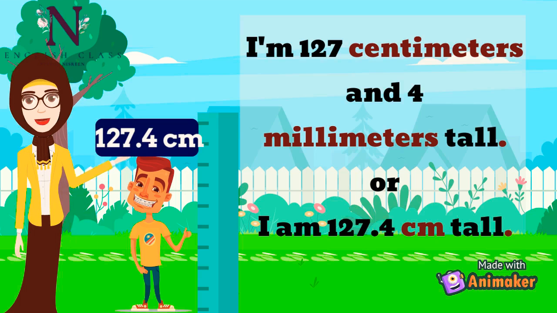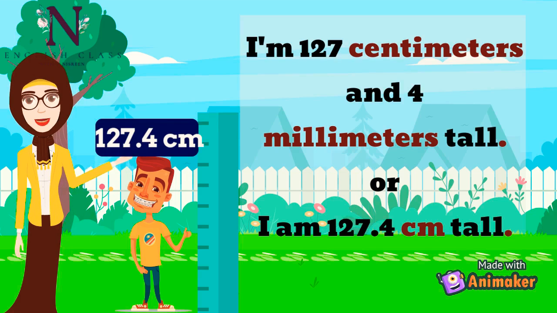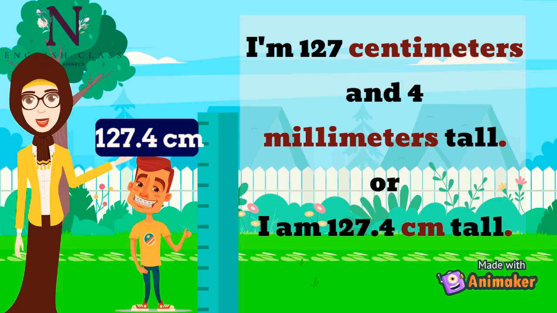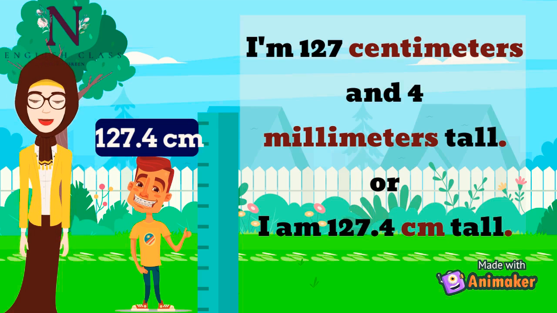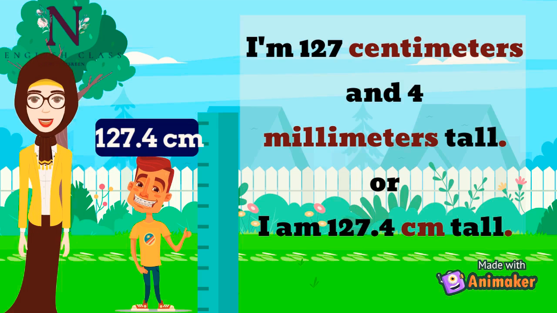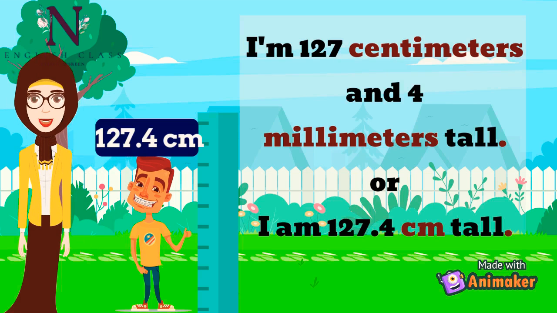Let's practice when we use the units of length in our speech. For example, I am 127 centimeters and 4 millimeters tall. Tall. Pay attention that I measure a vertical thing. The boy is standing, so I have to add the word tall. Or I can shorten the sentence. I am 127.4 centimeters tall. I must add the word tall here too, but here I used a decimal point.